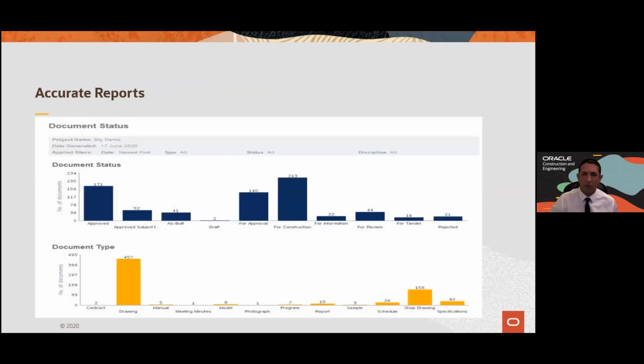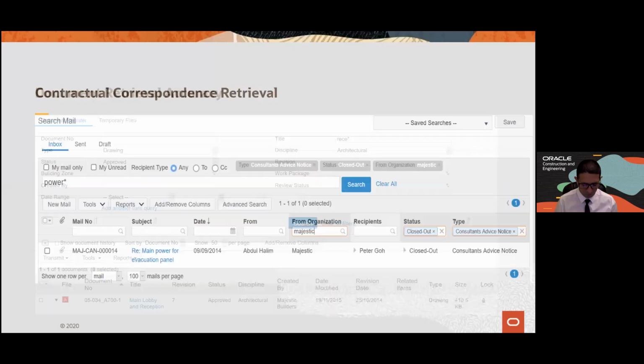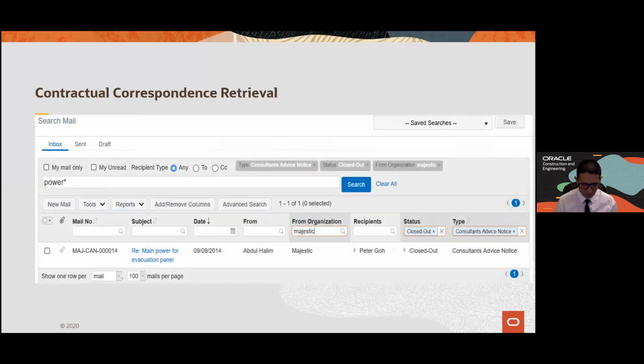So what I'll show you is how you can use our system to quickly run accurate reports. The document status, you'll be able to see. We'll also look at how we actually retrieve these documents. Remember, we are looking at about 40, 50,000 documents. How can we retrieve them quickly? We will also look at contractual correspondence.